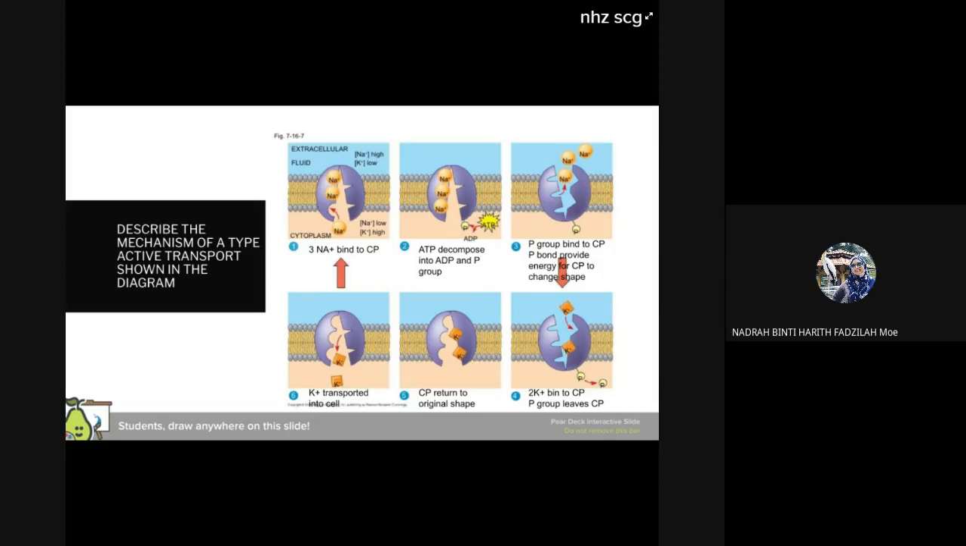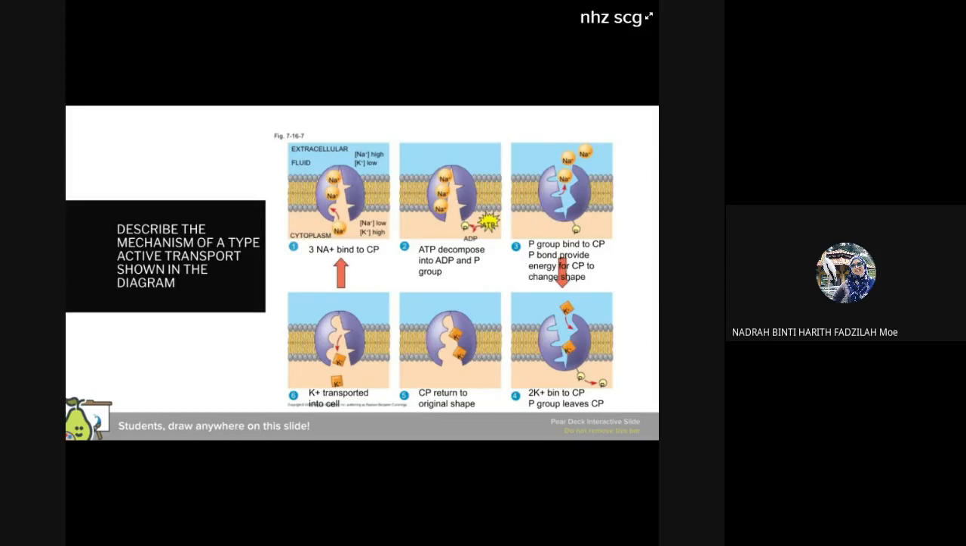So jangan risau kalau kamu jumpa active transport. Ini yang paling kompleks pun. Lepas ni tak jumpa dah. Okay, so active transport, as we have discussed earlier, is the transport of substance from a low concentration region to high concentration region.